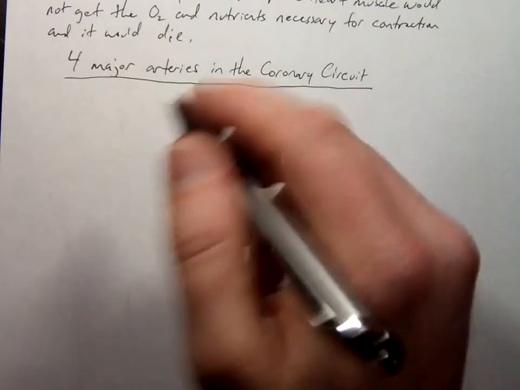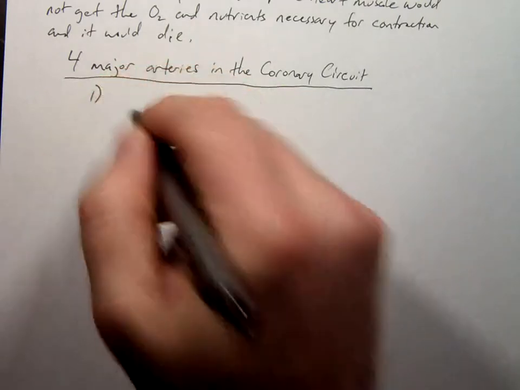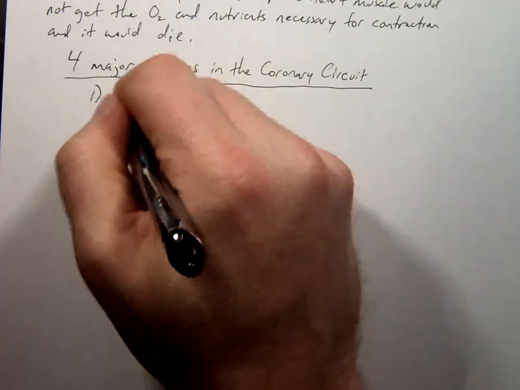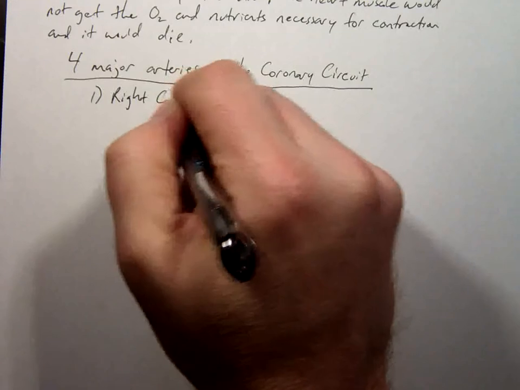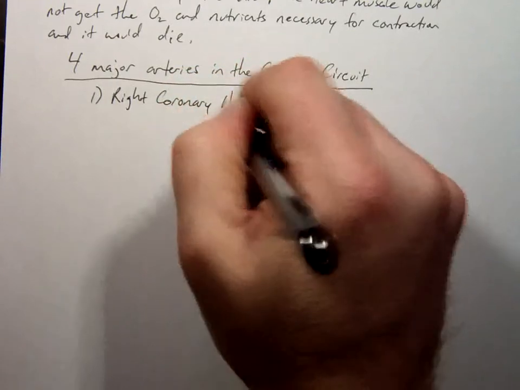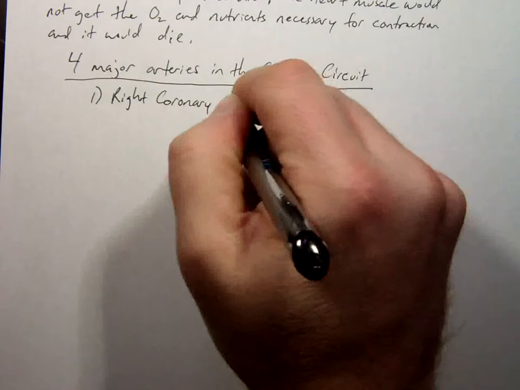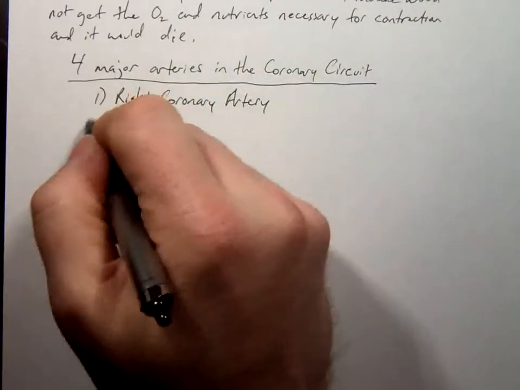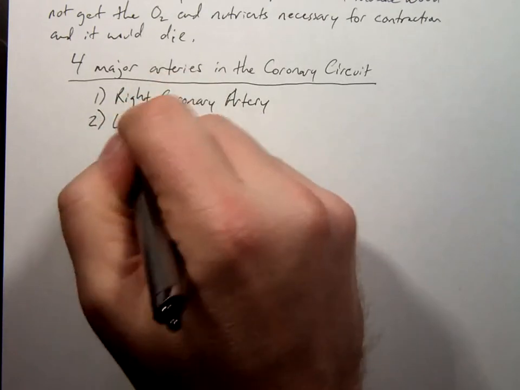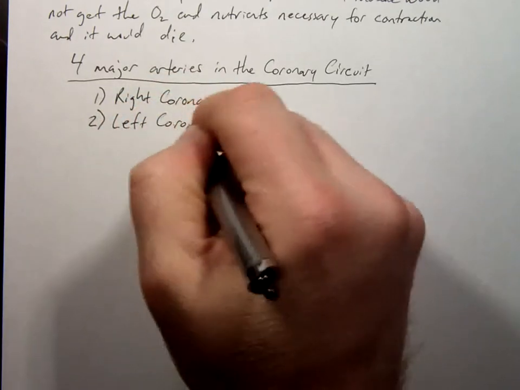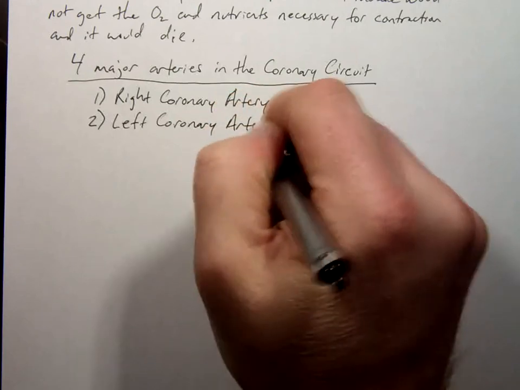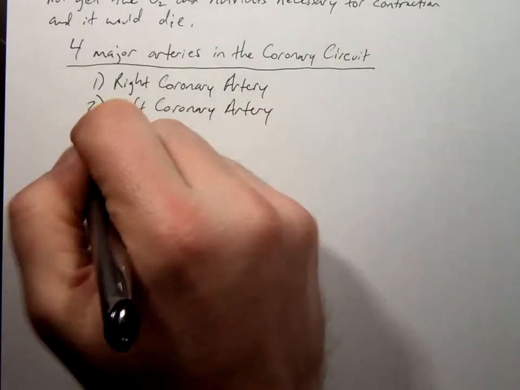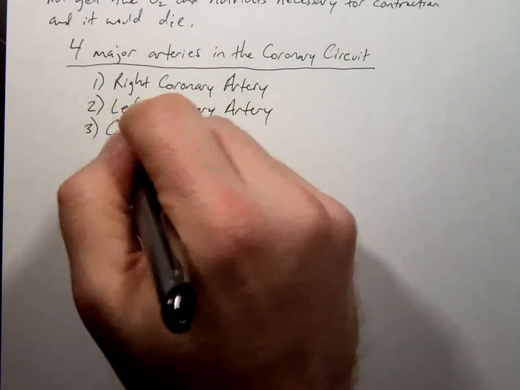4 major vessels. First 2 are really, really easy. The first one is called the right coronary artery. I bet you can probably guess the next one now. Yeah, it's the left coronary artery. Now these next 2, not as easy to guess. The next one is called the circumflex artery.